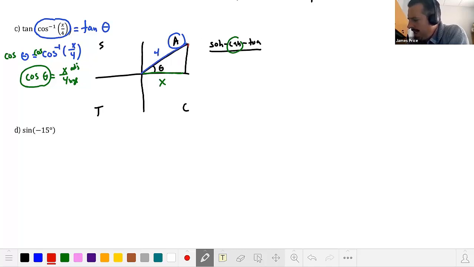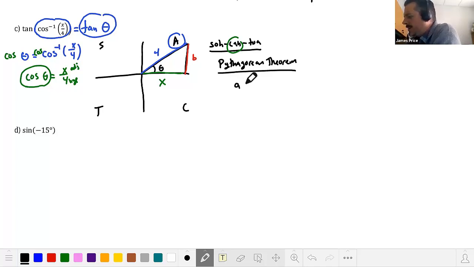And of course, we're missing one side. We'll call that side b. And we need to find b because remember, at the end of the day, what are we looking for? Just the tan of the angle. And so we'll use the Pythagorean theorem again, which says a squared plus b squared equals c squared. And it's just basically plug and chugging a little bit. So here, a is x, so we write x squared. b we don't know, so we just write b squared is equal to, and c is 4, so 4 squared. And so x squared plus b squared is equal to 16.